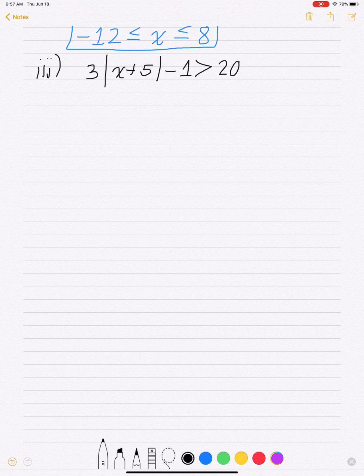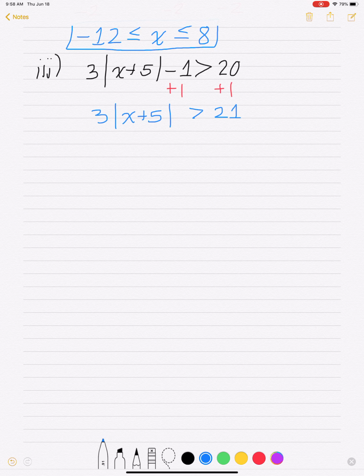That's the first question you ask. You say, no, it's not. So I'm going to add 1 to both sides to get rid of that minus. What I'm going to have is 3 times the absolute value of x plus 5 greater than 21.